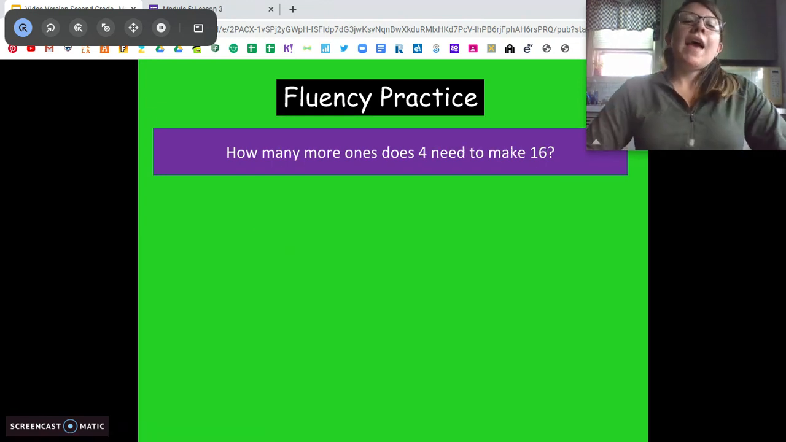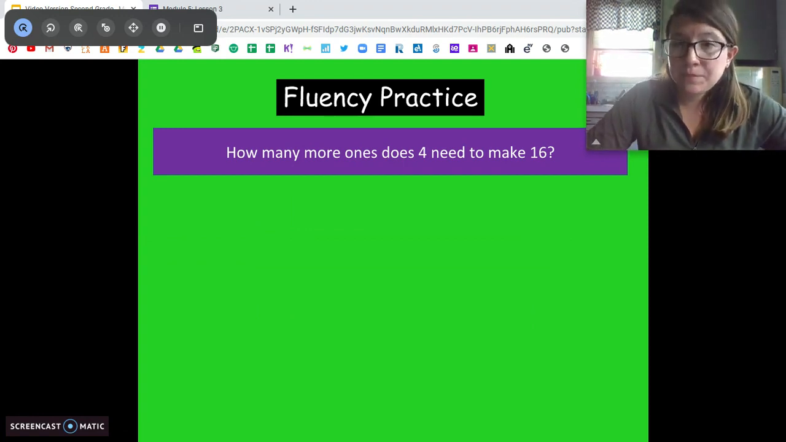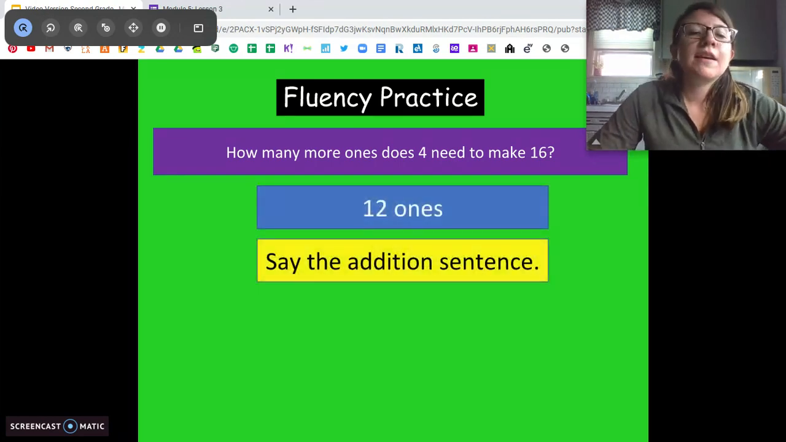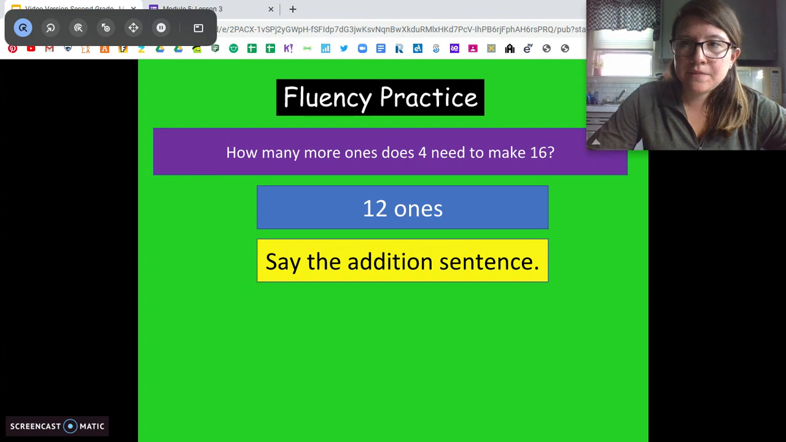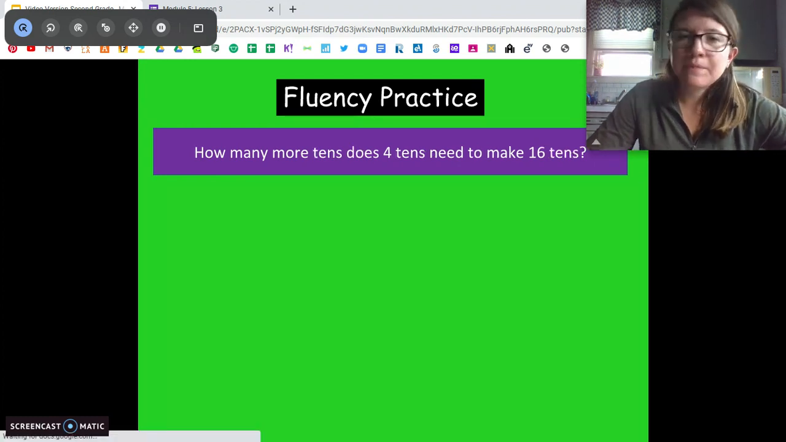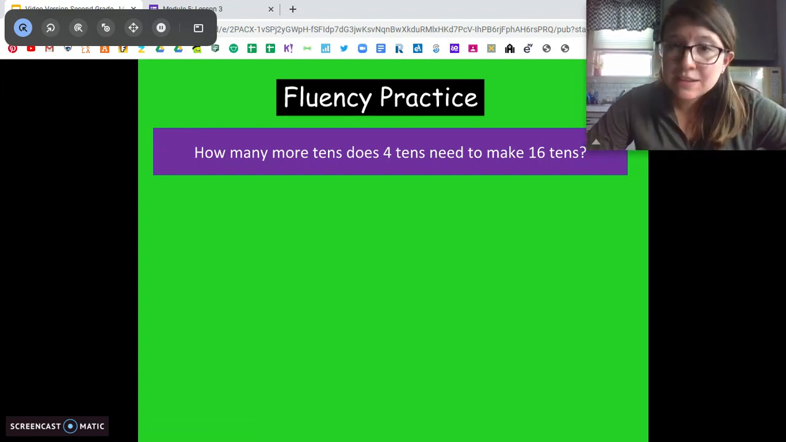Let's do a different one. How many more 1s does 4 need to make 16? I'll give you a second. How many more 1s does 4 need to make 16? Good. 12 1s. Now say that addition sentence. Yep. 4 plus 12 equals 16. Same idea, a little bit different. How many more 10s does 4 10s need to make 16 10s?